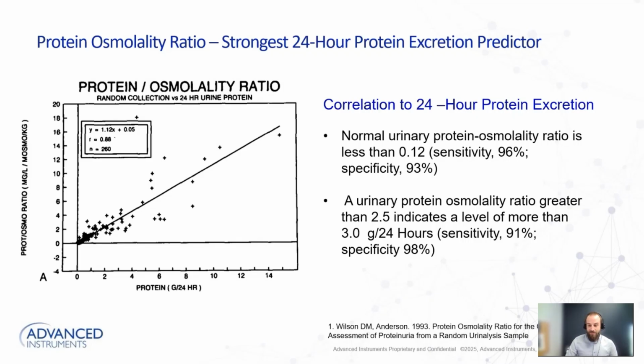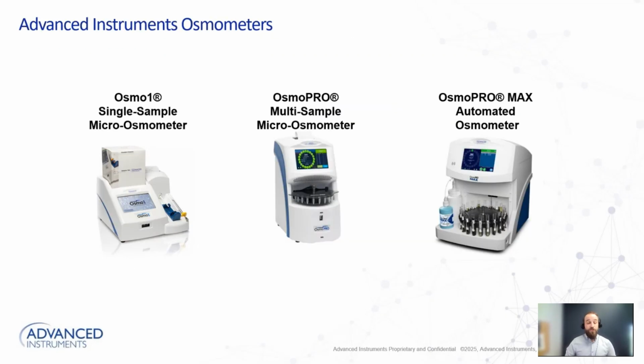All right, I'll stop talking now. We're right at time. If you want to make these freezing point depression measurements readily in your laboratory and turn these results around quickly, then you need to use one of these tools, right? The Osmo 1 is our single sample osmometer. The Osmo Pro is our mid-throughput multi-sample osmometer. And our newest osmometer is our Osmo Pro Max.